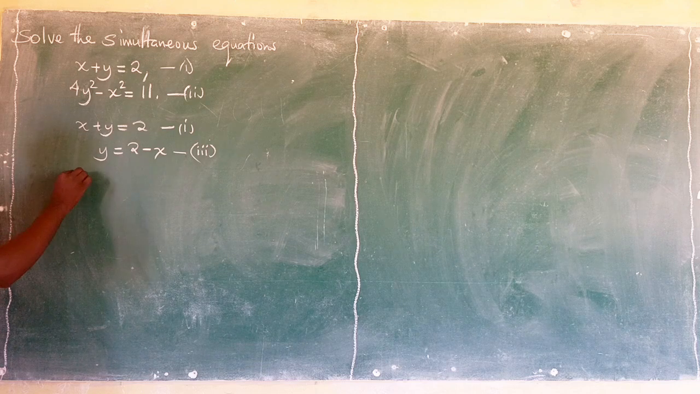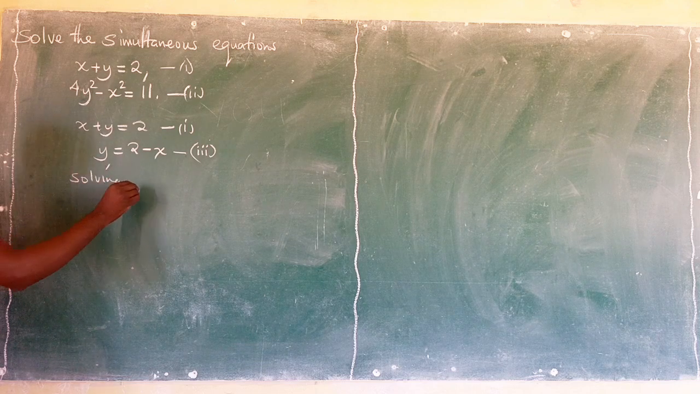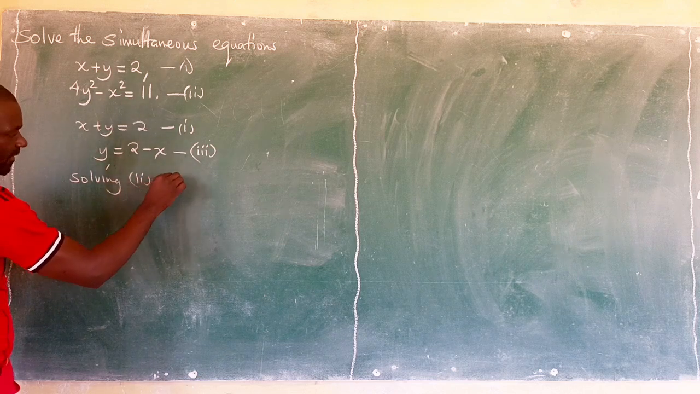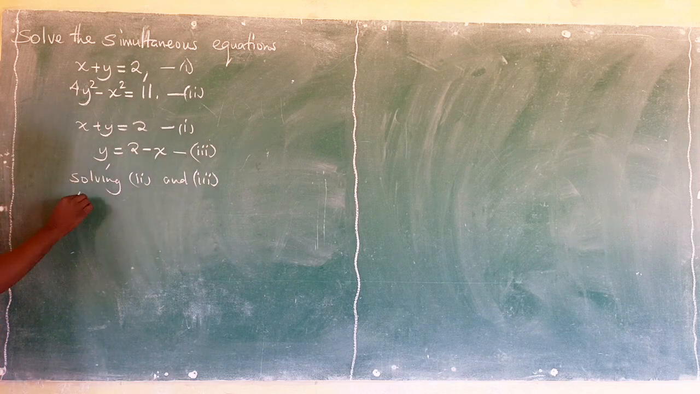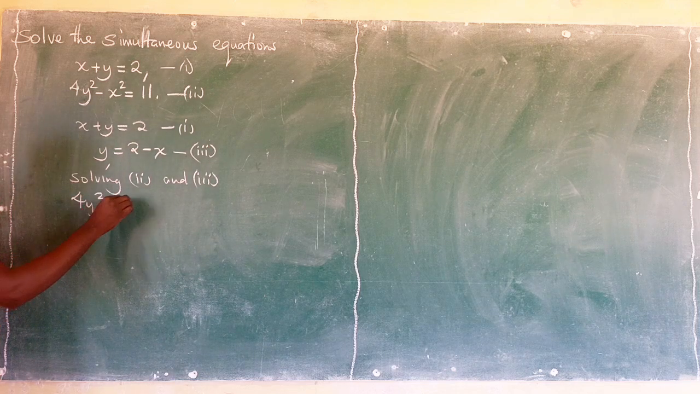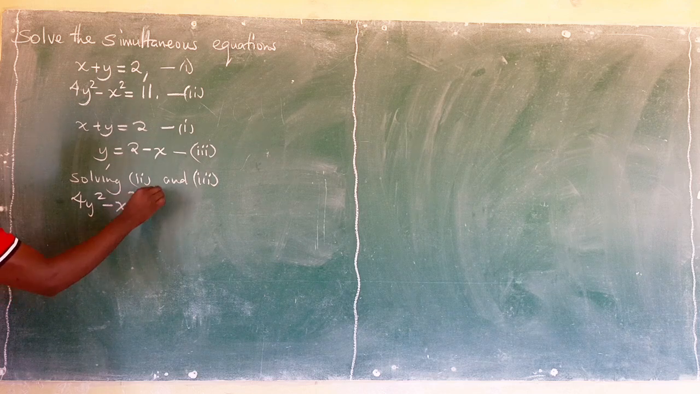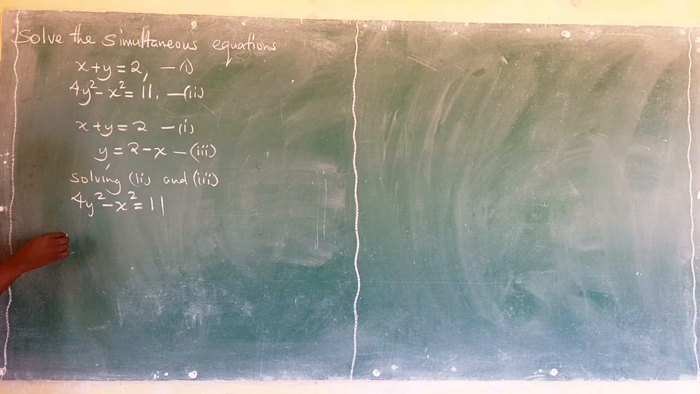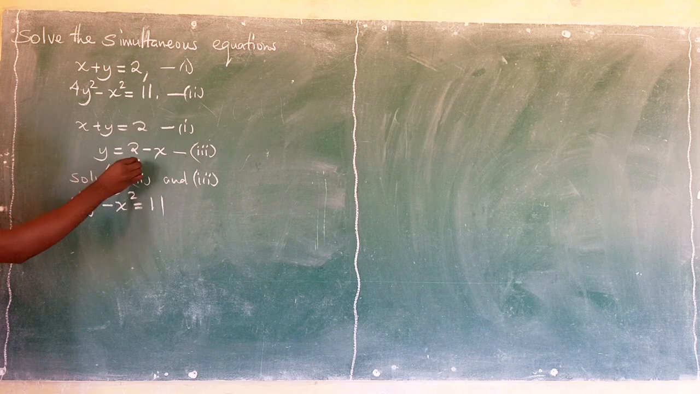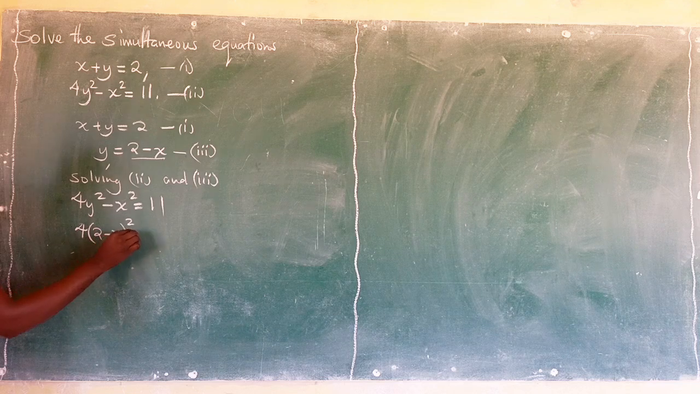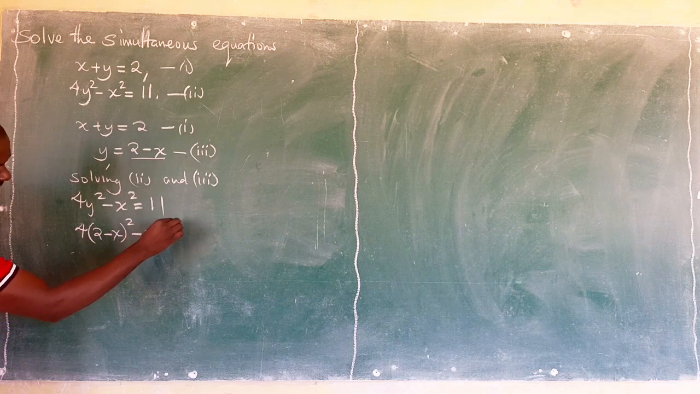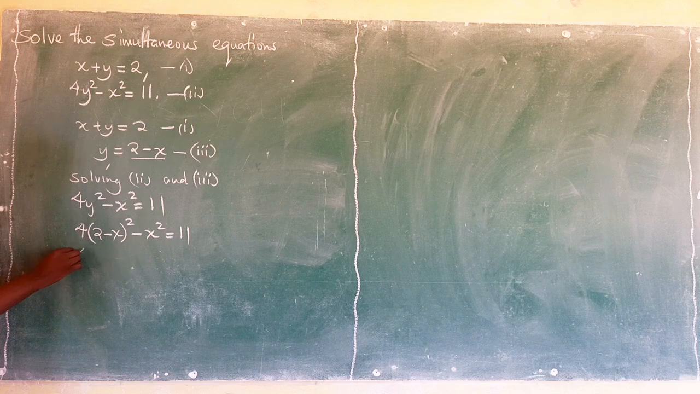So let's say solving 2 and 3. That is, we have 4y squared minus x squared equals 11. And then if we substitute where there is y, we are going to put 2 minus x. So we'll say 4, 2 minus x, and it has to be squared, minus x squared equals 11. Then we expand here.